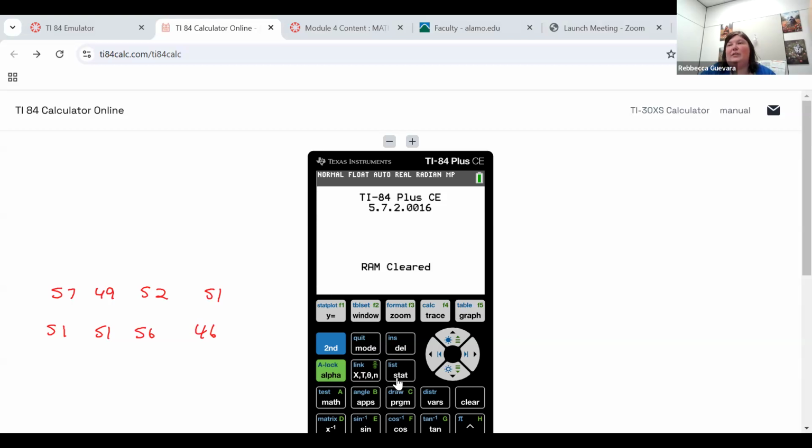Okay, so right here on your calculator, you see STAT, and it says LIST above it. So naturally, you might want to try going to LIST, but you don't. You go to STAT, and then we see number 1 there.